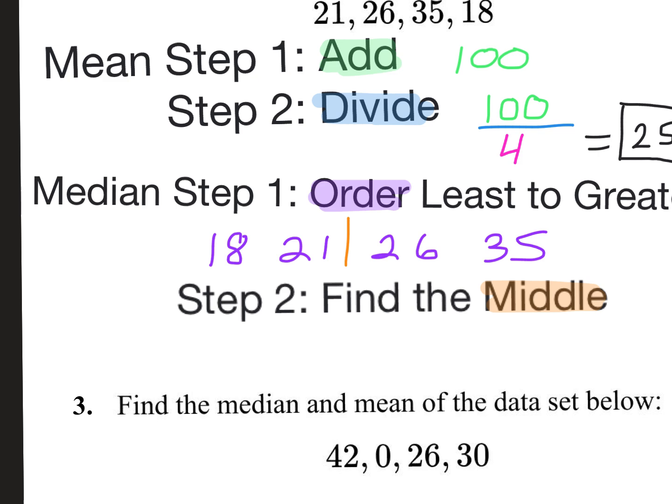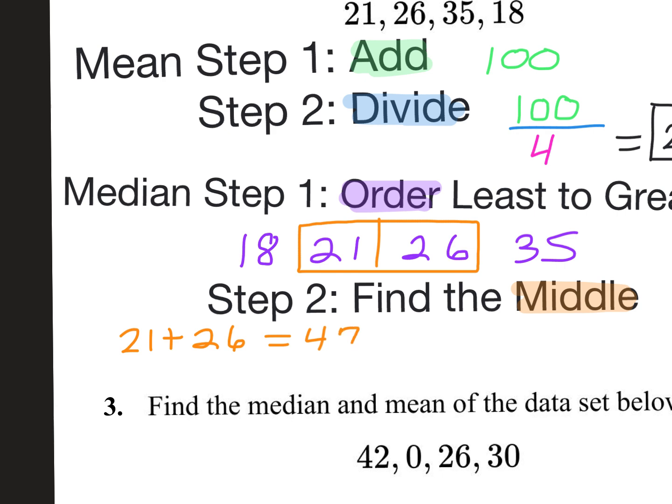So in order to find the median when you don't have one number in the middle, you take the 2 numbers that are in the middle and you're going to add them together. So 21 plus 26 is equal to 47. And then you are going to divide that total by 2. That lets you know what number is halfway in between 21 and 26. So in this case, the median is going to be 23.5.